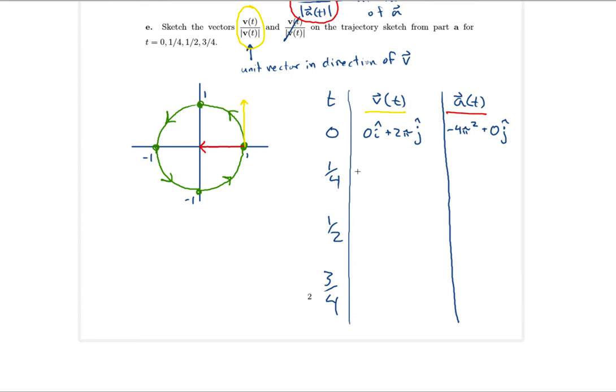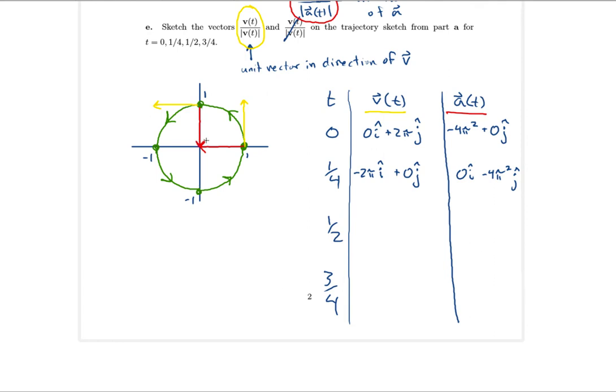All right, now let's do a couple more. So we've got -2 pi i plus 0j for the velocity if I plug in 1/4, and I have 0i minus 4 pi squared j for acceleration. So what does that do? Well, the velocity would be negative in the x component, 0 in the y. So that means it's going to do this. And then the acceleration, 0 in the x, negative in the y, means it goes down here.